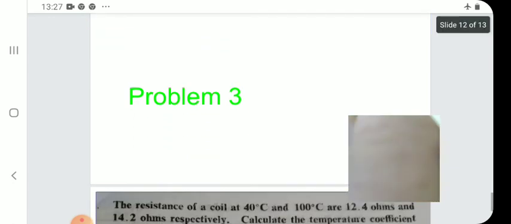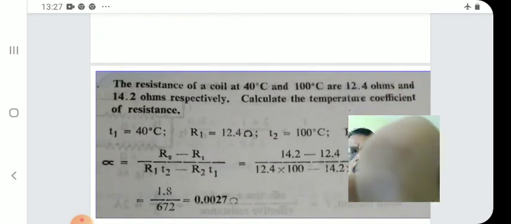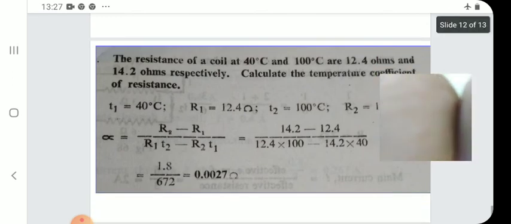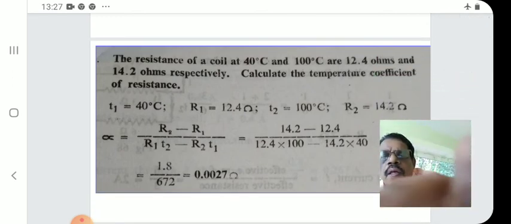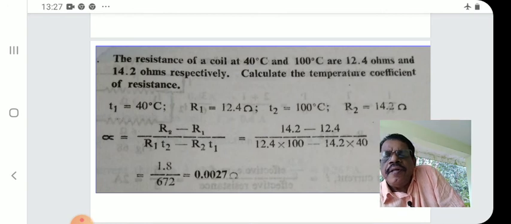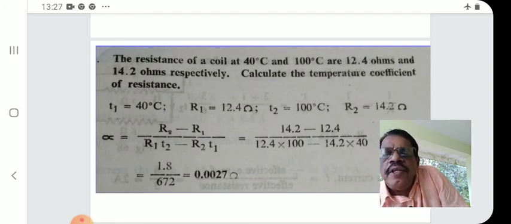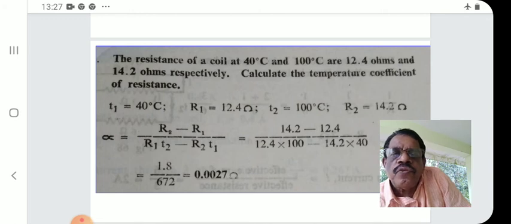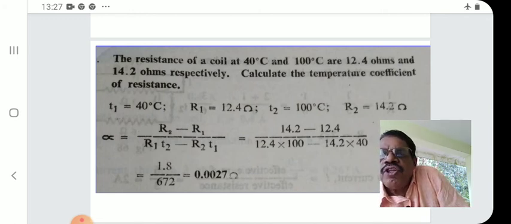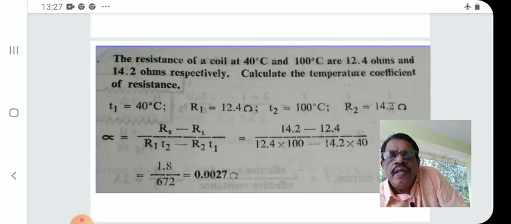Next, problem number 3. This is a problem relating to the temperature coefficient of resistance. The resistances of a coil at 40 degrees centigrade and 100 degrees centigrade are 12.4 ohms and 14.2 ohms respectively. Calculate the temperature coefficient of resistance.